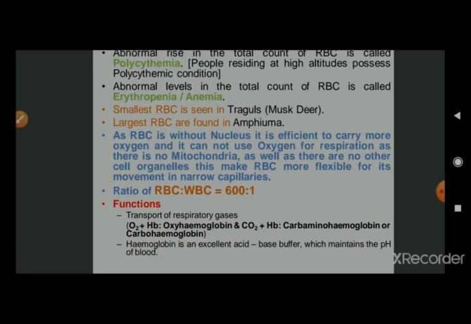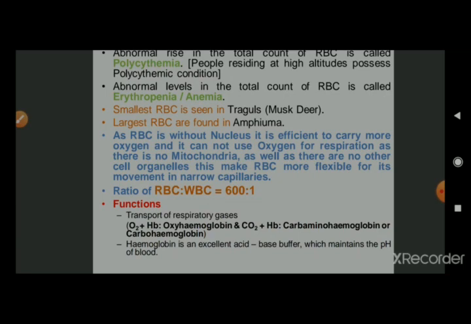Hemoglobin is an excellent acid base buffer which maintains pH of the blood. So if the pH becomes alkaline, then hemoglobin acts as an acid. If the pH of the blood becomes acidic, then it acts as a base. So these are the two important functions of RBC.